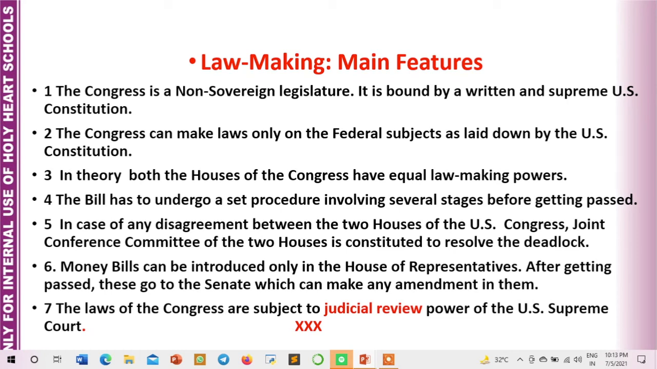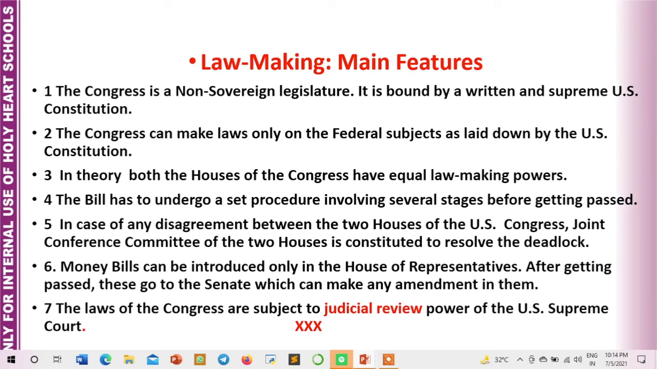But in the USA, the upper house, that's the Senate, can make unlimited changes, that's amendment, in it. The laws of the Congress are subject to judicial review power of the US Supreme Court. Yes, this is very important. Judicial review power in the US is automatic. It means every law passed by the US Senate or the US House of Representatives then goes to the court. The Supreme Court approves it and then it becomes final. So this is the power of judicial review.